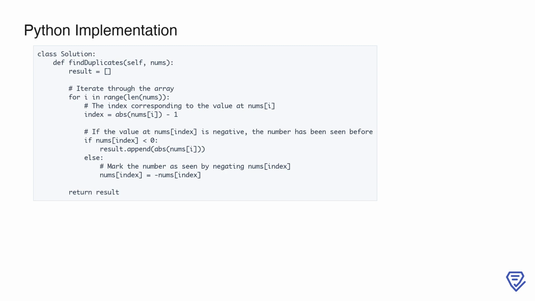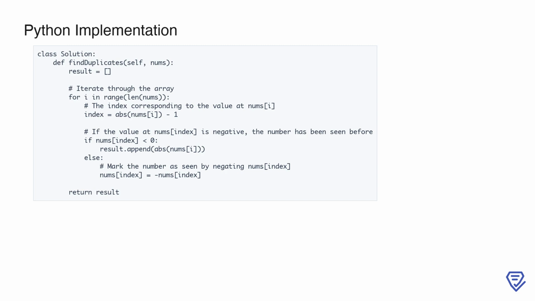Explanation. 1. Initialization. We start by creating an empty list result to store the duplicate numbers. 2. Main loop. We iterate through each element in the array using a for loop. The current index is i, and the value at nums[i] determines which index we need to check. Since the values are in the range 1 to n, we subtract 1 to find the corresponding index: index = abs(nums[i]) - 1.